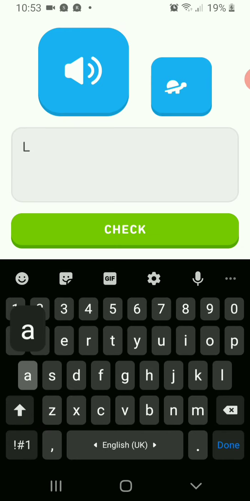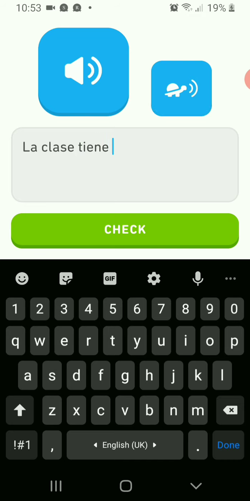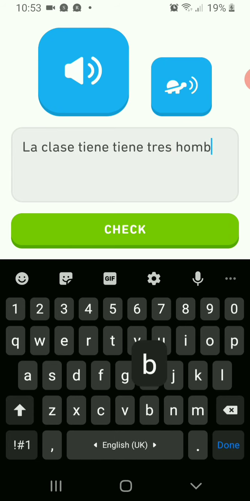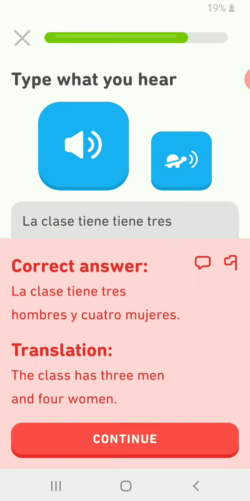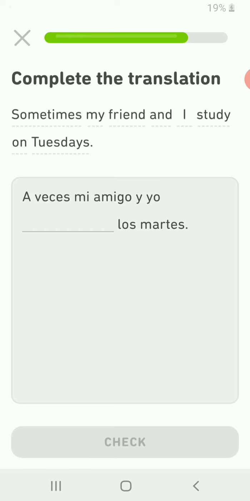La clase tiene 3 hombres y 4 mujeres. Here you go. Oh my god, what was wrong here? La clase tiene. Oh, I wrote tiene twice. Well, just too bad. I will have to redo it.